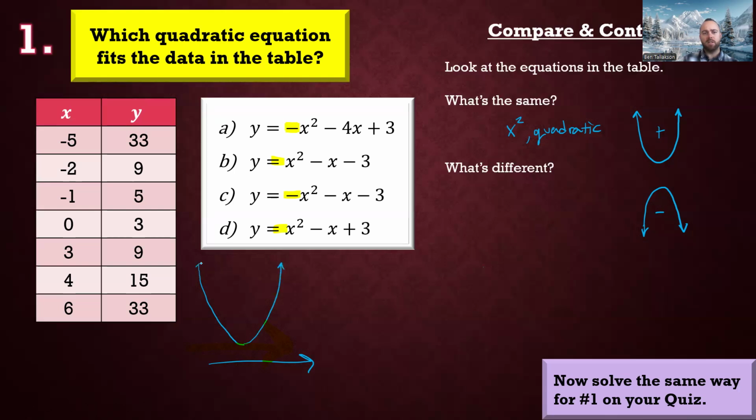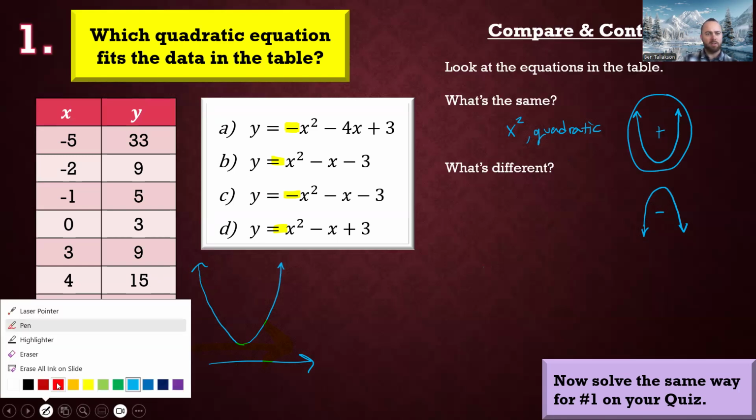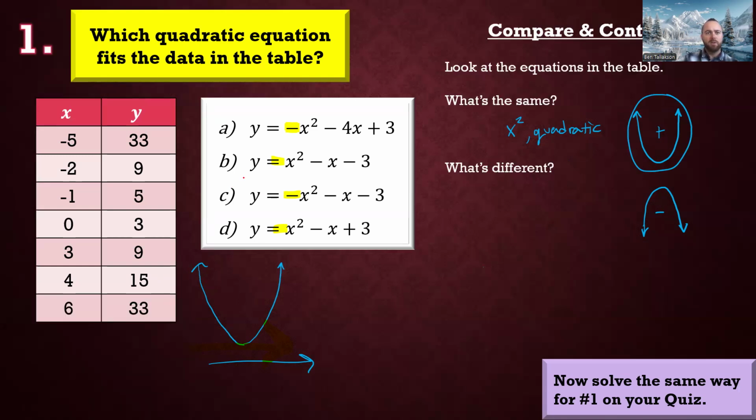So we can see that this is going to be a positive quadratic, right? Forming a parabola that opens up. So right away, we can cross out some answer choices, can't we? We can cross out, let's see, we know it's positive, so A and C. Okay, so far so good.